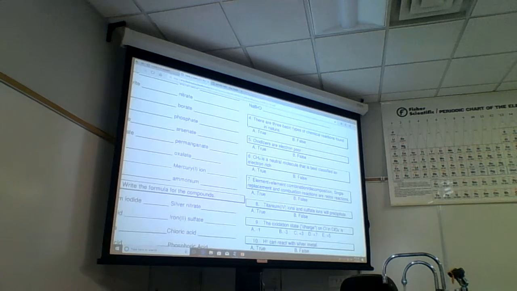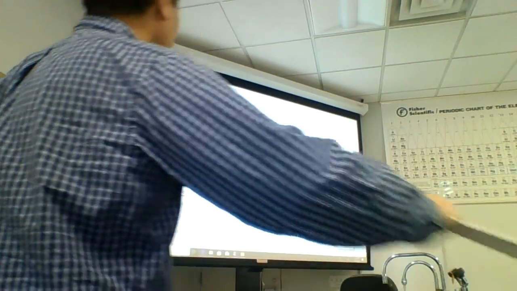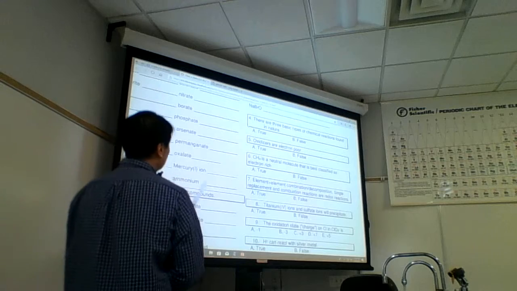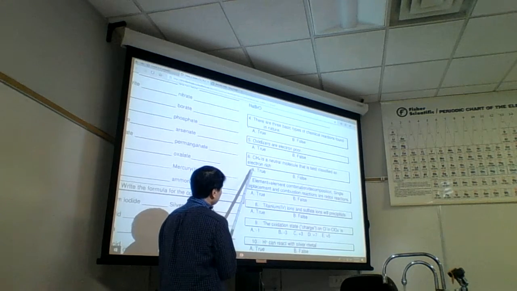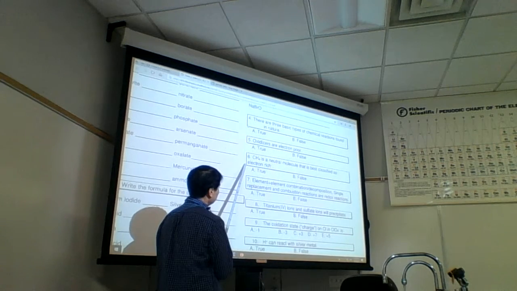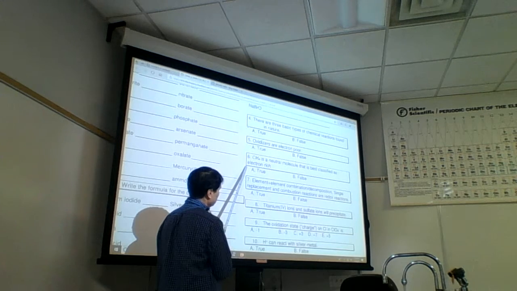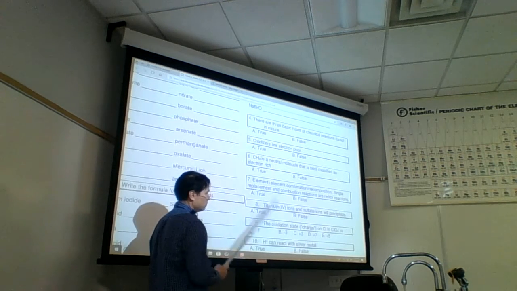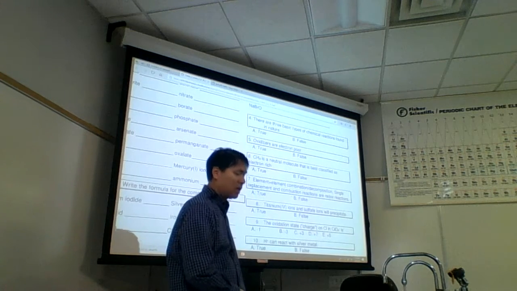And so number 4, what did you put down here? True. That's correct. Number 5. True. Number 6. I didn't talk much about it, but this is true. This one, I'll just reserve this for the next exam. We haven't talked enough about redox properties yet. We just started.